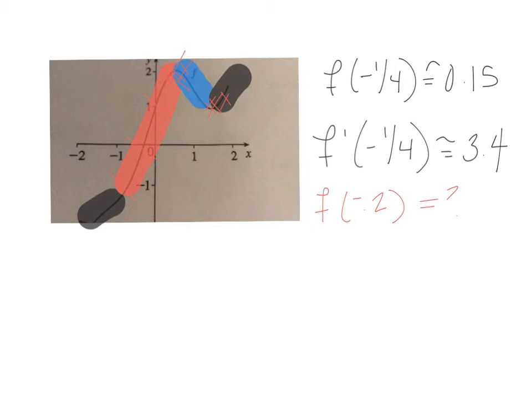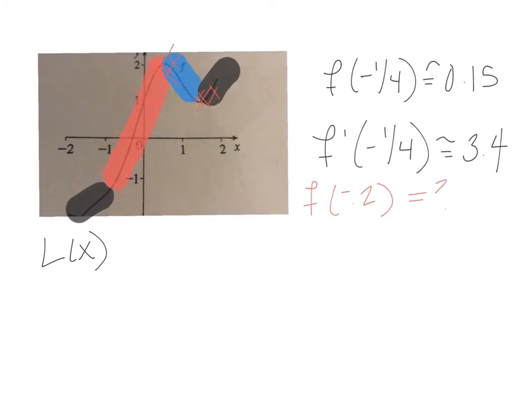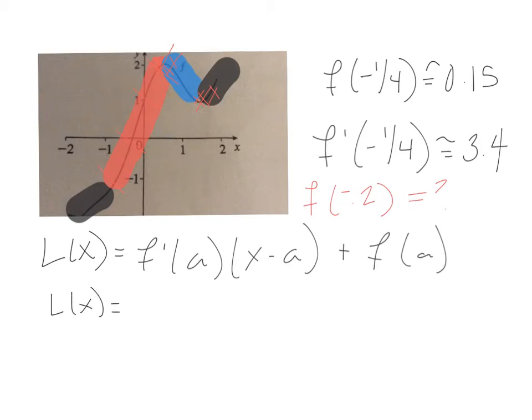So step 1, find L of x. And I will pause. You can pause the video here if you want to find it on your own. So L of x, I'm just going to use the point slope version: f prime of a times x minus a, plus f of a, which is just point slope of a tangent line. So now we're going to plug these values in. L of x equals f prime at a. Well, f prime at a is 3.4. Okay, and then x minus a.